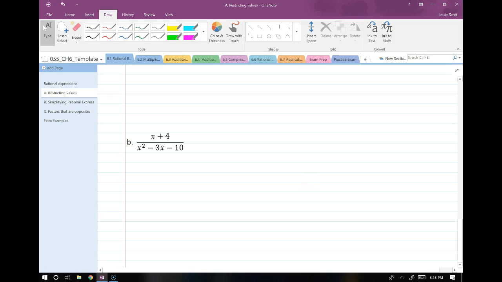Okay, so for this one, this is a little bit different. We can't immediately tell what will produce zeros in the denominator. So what we've got to do is factor this beast first. So the top part, that doesn't really matter for restricting values anyway. 7 and 3? I believe so. So we have x plus 4 up top, and this lower polynomial, we want to factor that guy. It's the same thing that happened yesterday. 7 times 3 is not 10.